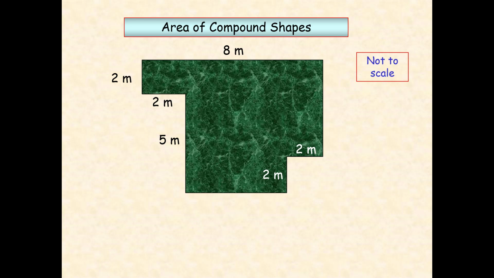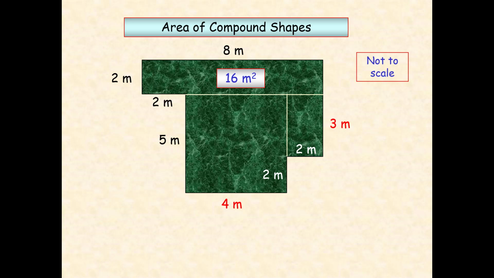So look at this compound shape. There are a few missing sides. We must first figure that out. So we break it up into different rectangles. And then we see that that side must be 8 meters minus the 2 and the 2. So 4 meters. And this length must be 3 meters. Can you see why?